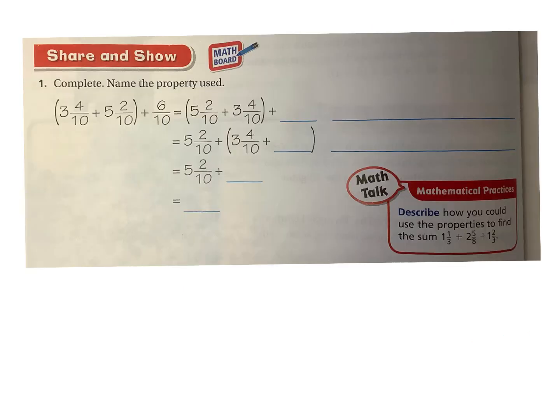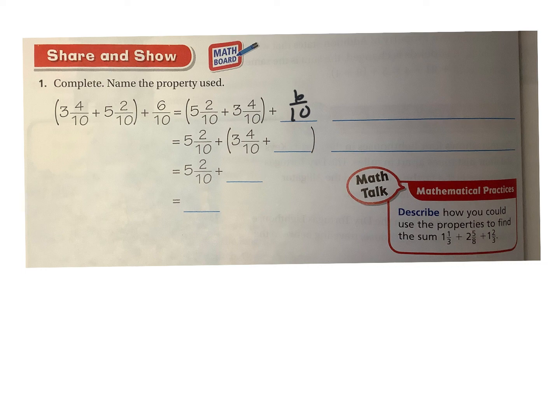Okay, don't panic when you see this one. It looks like it's something very, very difficult, but when you look at it closer, they're just moving things around. So they say complete this till you get an answer and name the property that's used. So here we have 3 4/10 plus 5 2/10 plus 6/10. And here they wrote 5 2/10, which is this guy, plus 3 4/10, which is this guy. So who was left out? This one was. So we're going to write that there, 6/10.